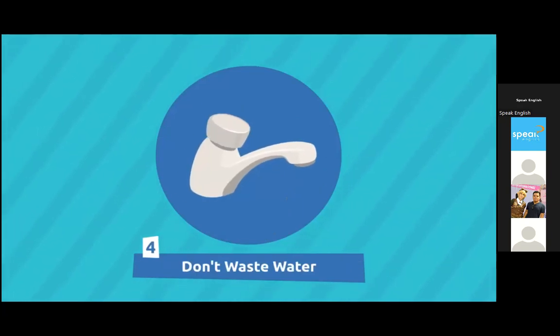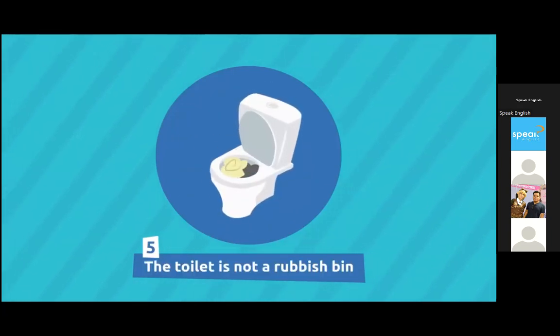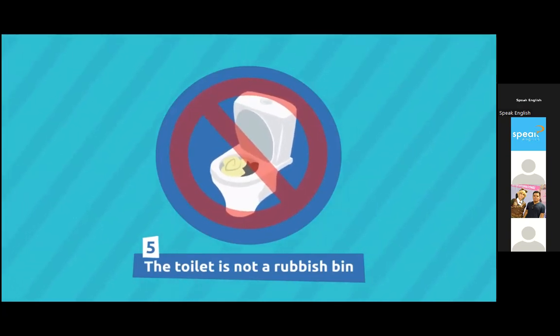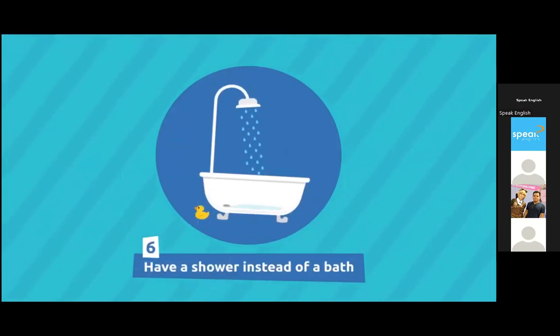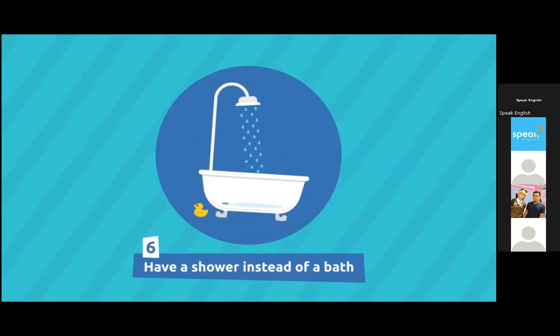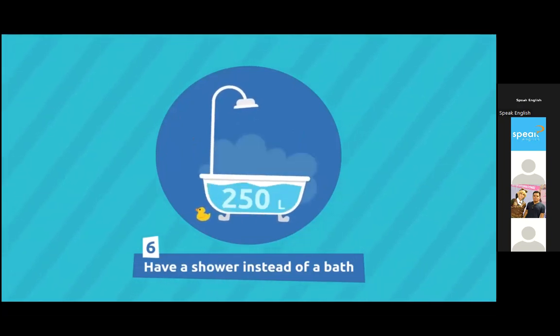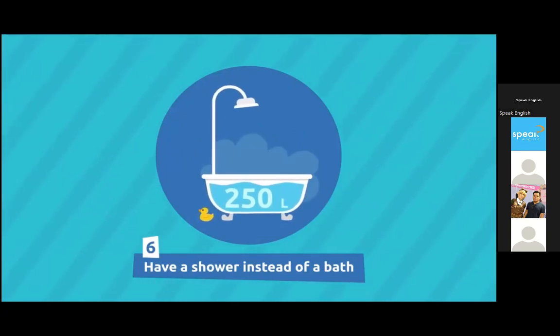To avoid wasting water, make sure taps are completely turned off. The toilet is not a rubbish bin. Did you know that we waste 10 liters of water every time we flush the toilet? Have a shower instead of a bath. A 5-minute shower uses about 100 liters of water, while a full bath would use up to 250 liters.